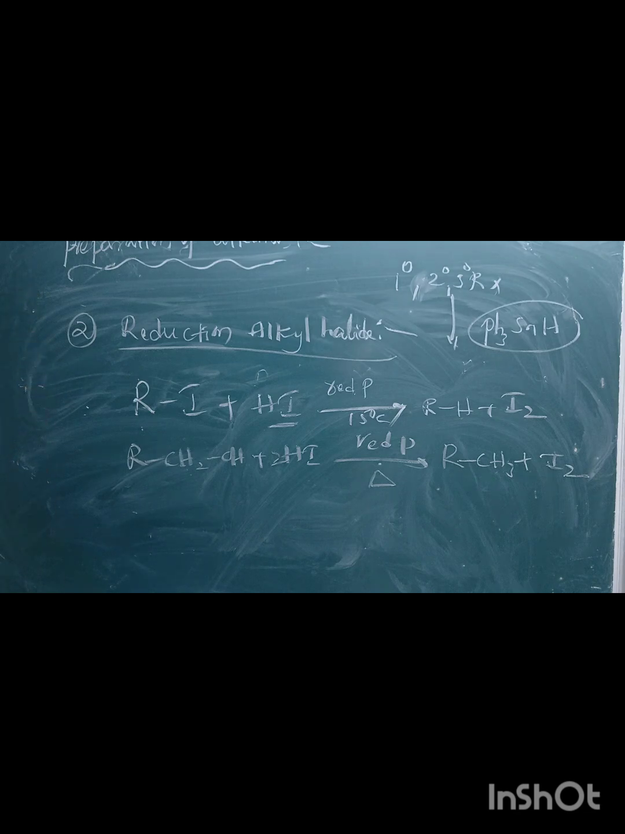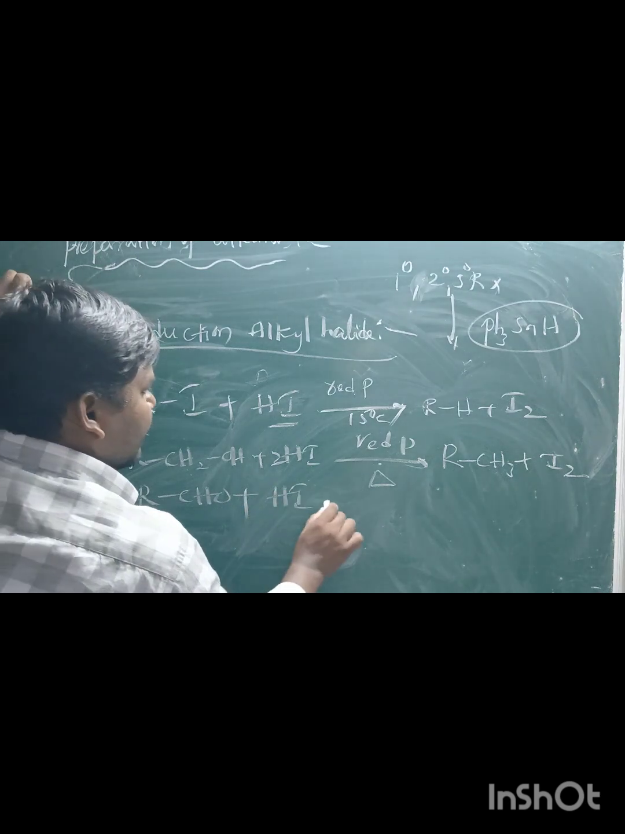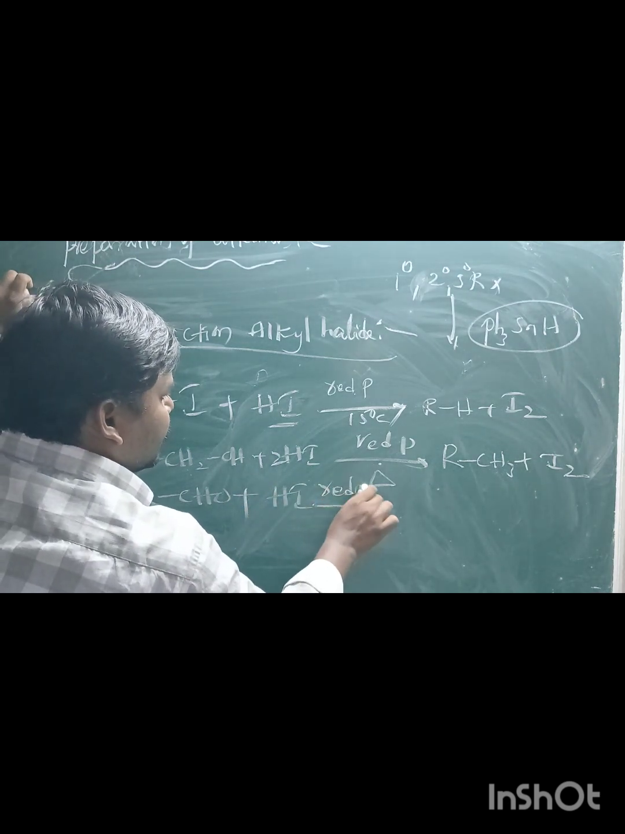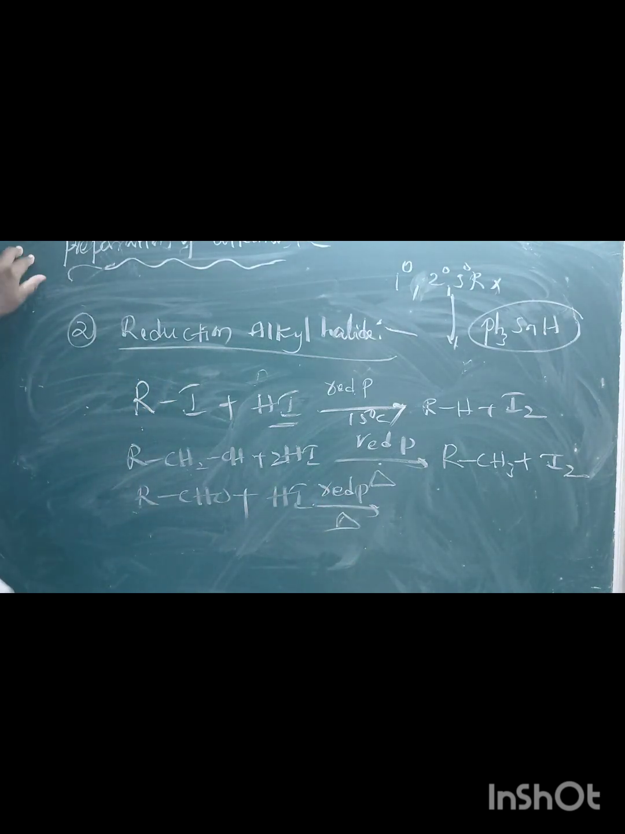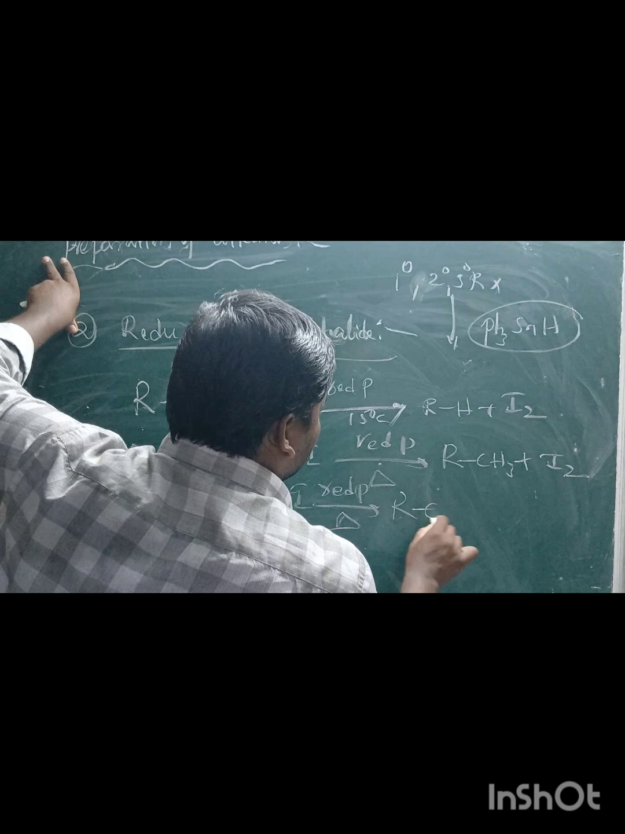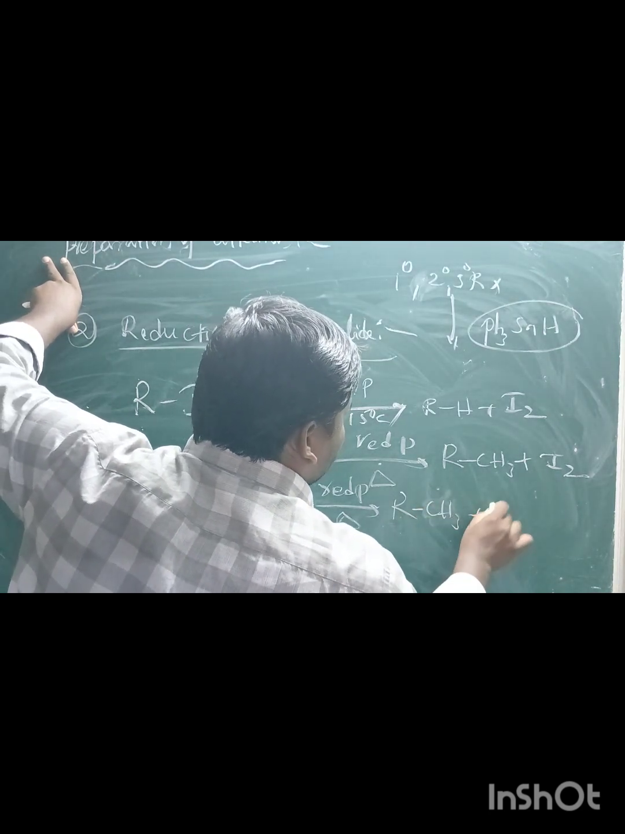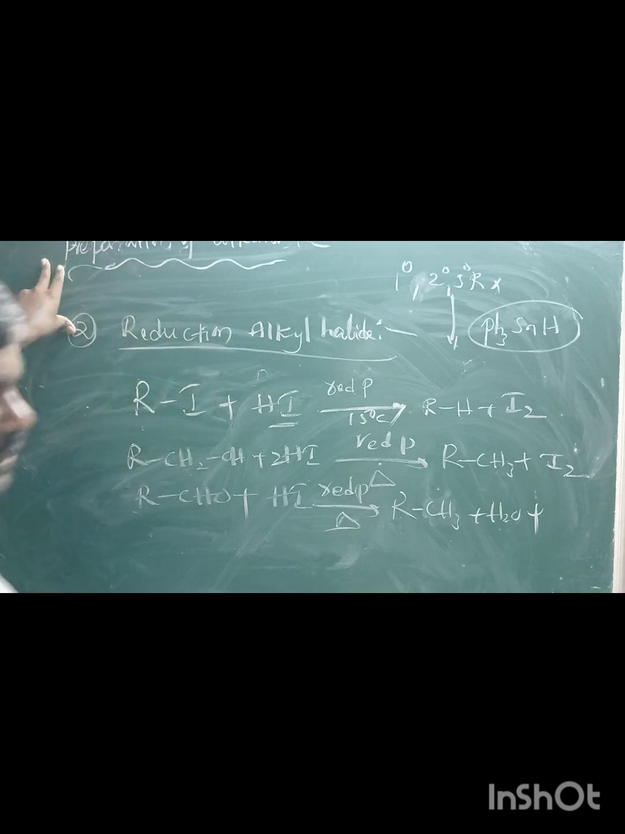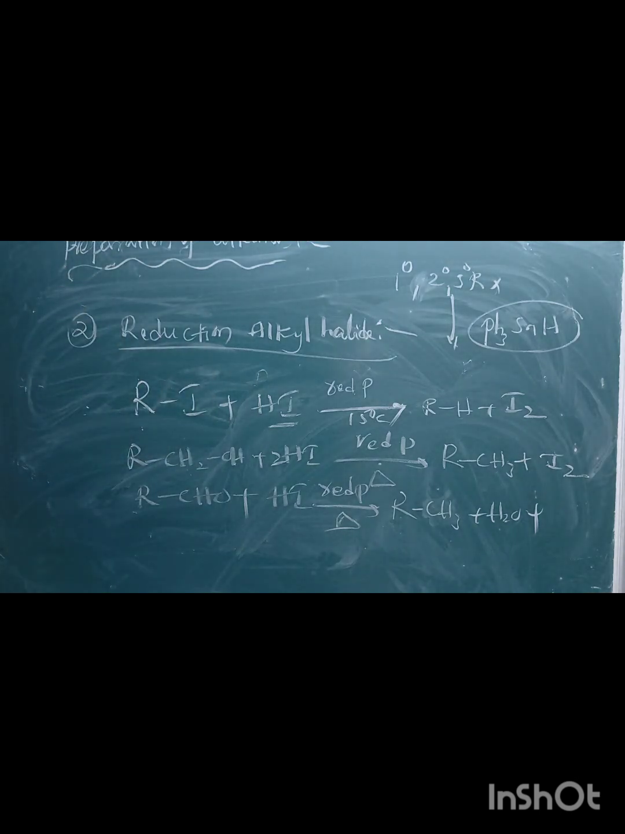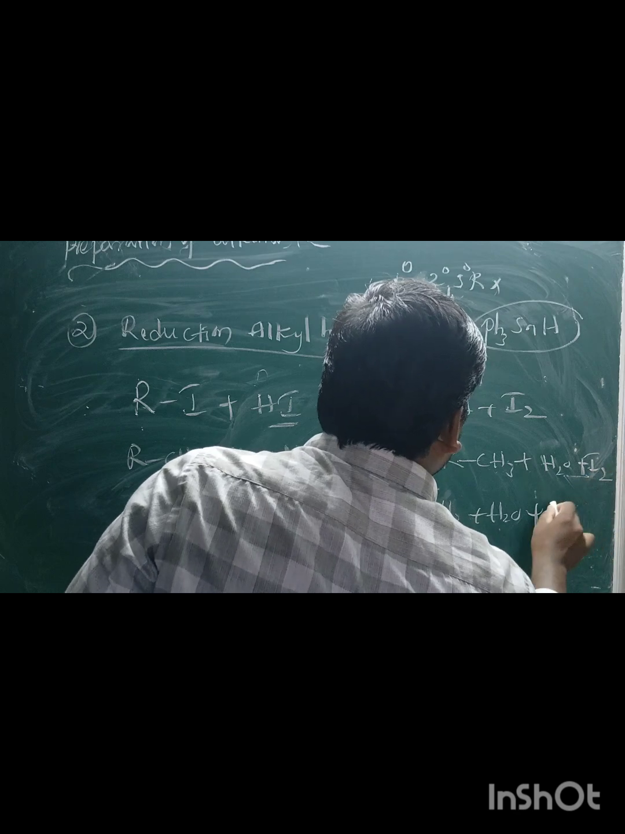In case you take an aldehyde also, RCHO reacts with HI in the presence of red phosphorus on heating. Then it can also be converted into alkane plus water plus iodine gas. Here also, water plus iodine gas.